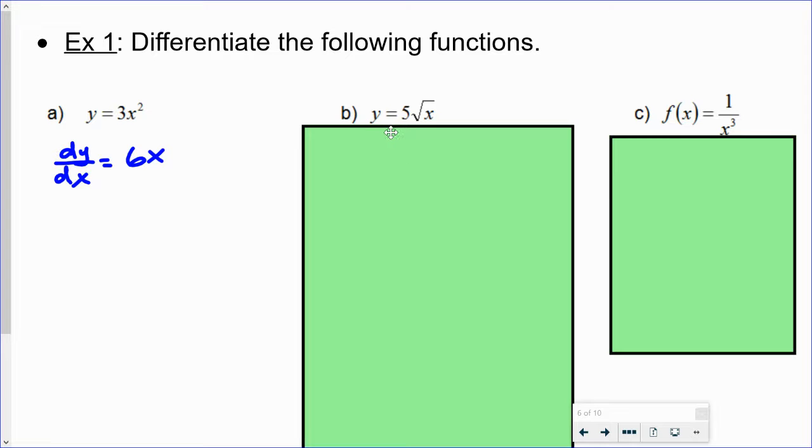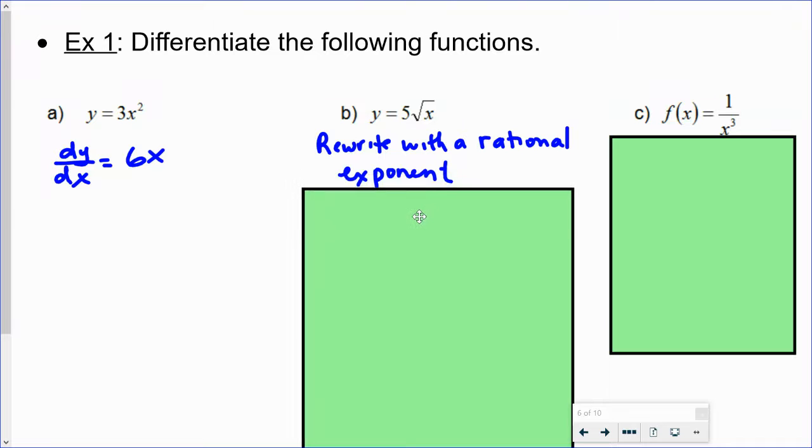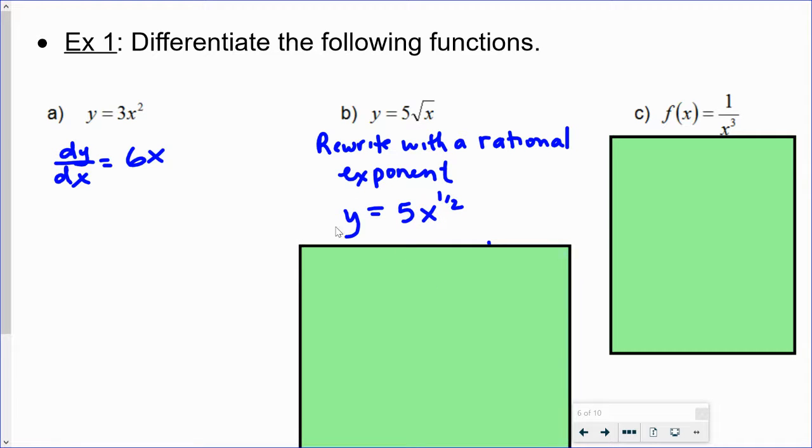Okay. For this example, we have 5 times root x. Now, whenever you see a radical, you want to rewrite it with a rational exponent. That means rewrite it with a fraction exponent. So this would be 5 times x to the 1/2. Notice I kept a y. I haven't done the derivative yet.